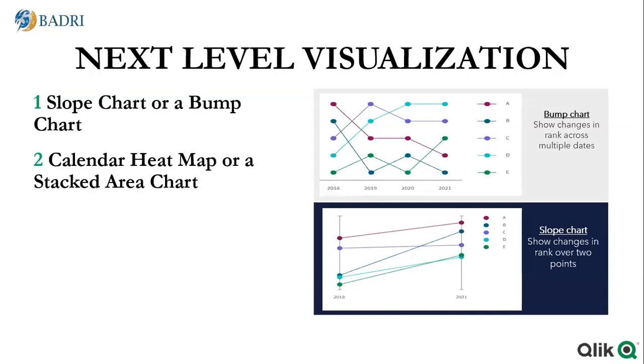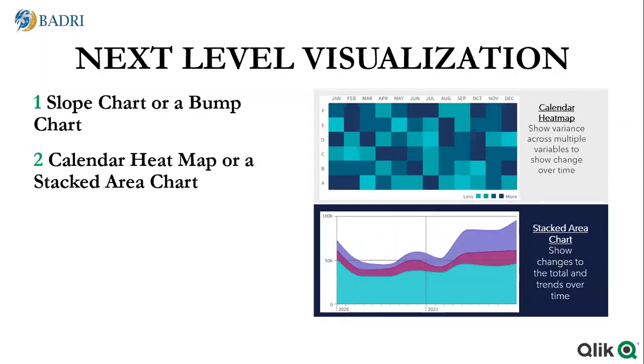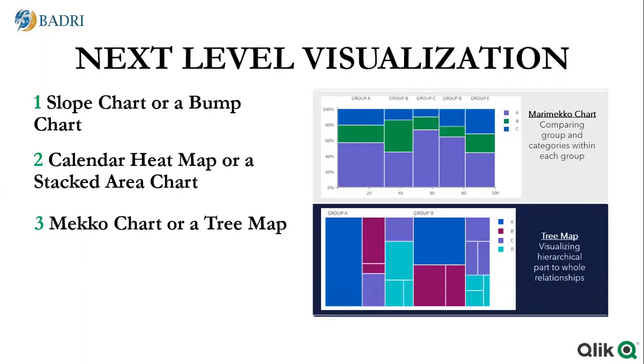For next level visualization, we started off with the slope or bump chart. These charts are typically used when we are dealing with ranking in our data sets or databases. These are substitutes for bar charts, whether horizontal or vertical. Next was calendar heat map or stacked area chart. We covered that these can be used instead of a line graph to display change over time. Then we explored the Mekko or tree map chart, which is used to portray part-to-whole functionality and can be used as an alternative to a pie chart.